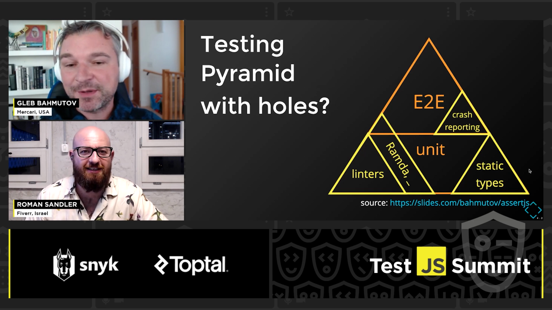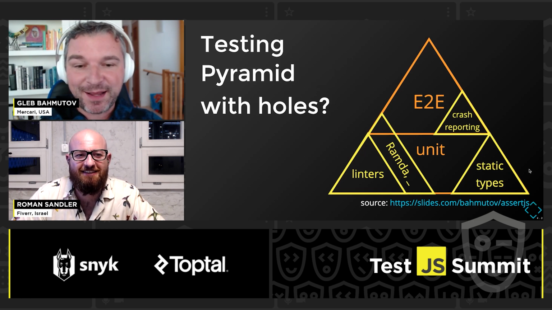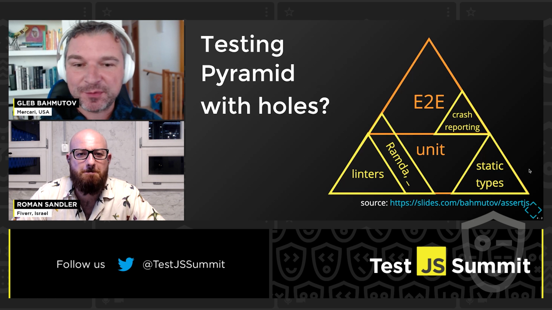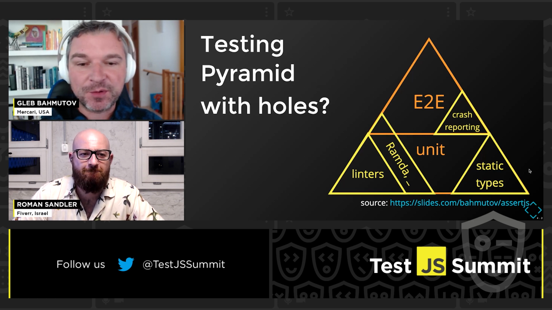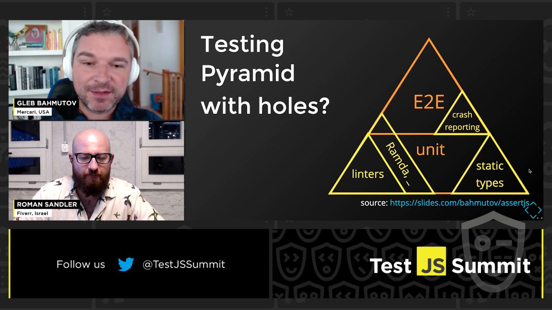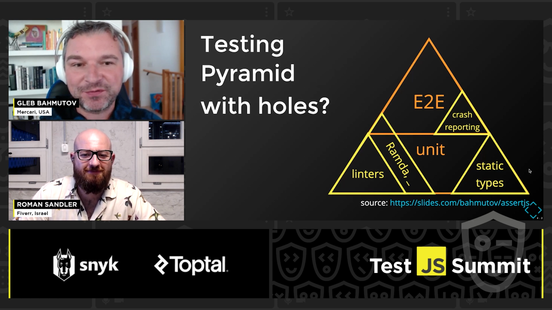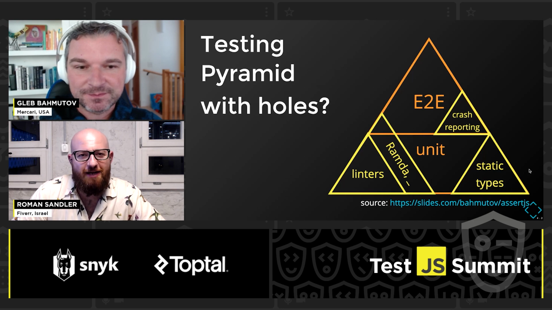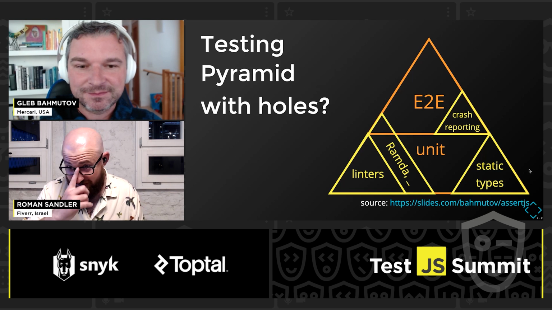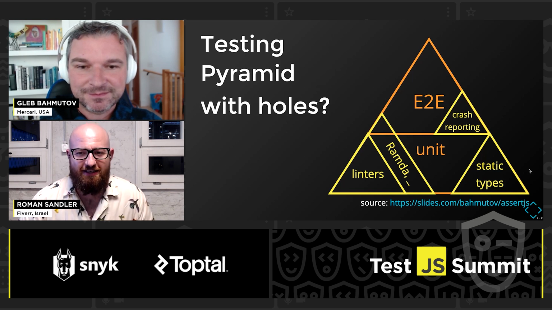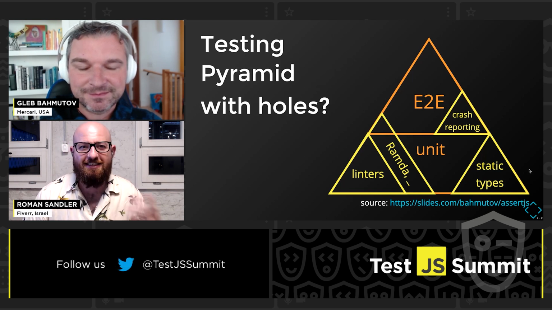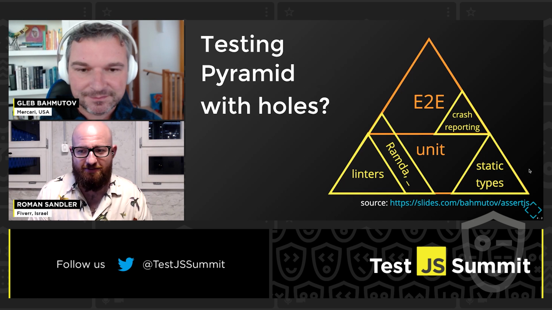Roman, I was at that conference, AssertJS, and I actually had my version of the testing pyramid, where I also replaced some of the unit tests with static types, linters, using libraries, and some of the end-to-end tests with crash reporting. So we're all replacing parts of a pyramid with different things. Absolutely. There are many different implementations, and like you said, Gleb, this is yours, and I think it has some of the same ideas.